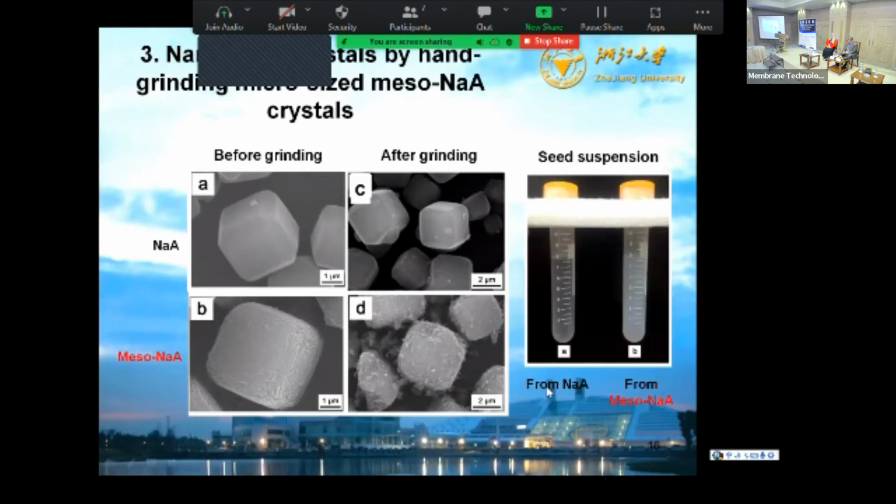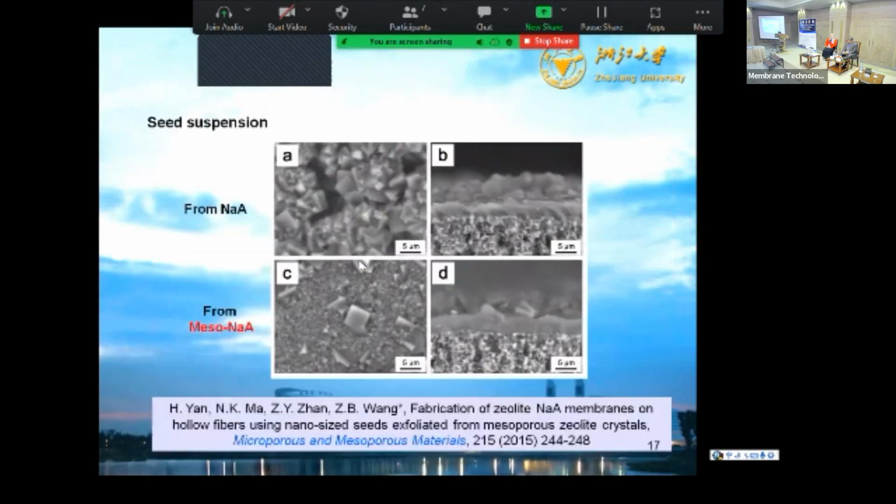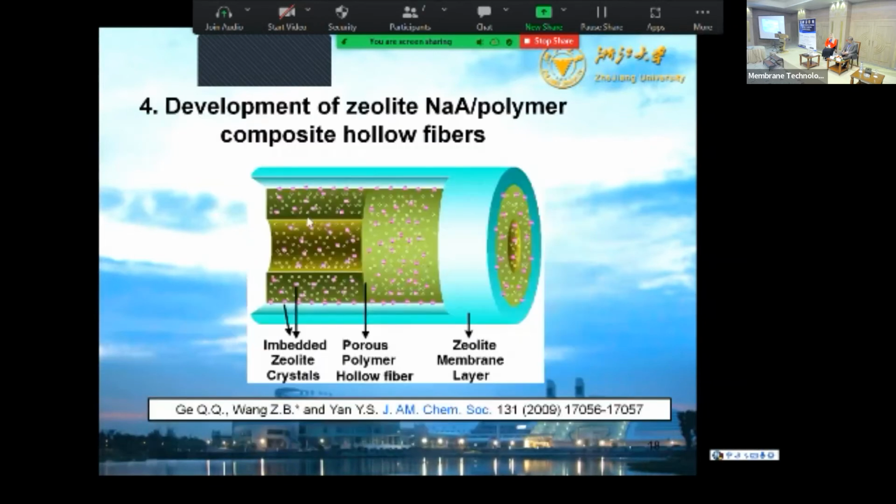Then we can get seed suspension from meso sodium A like this. If we use traditional sodium A, the seed suspension is clear. If we use the seed suspension from meso sodium A, then we can get a continuous dense membrane layer like this. It has very high separation performance.